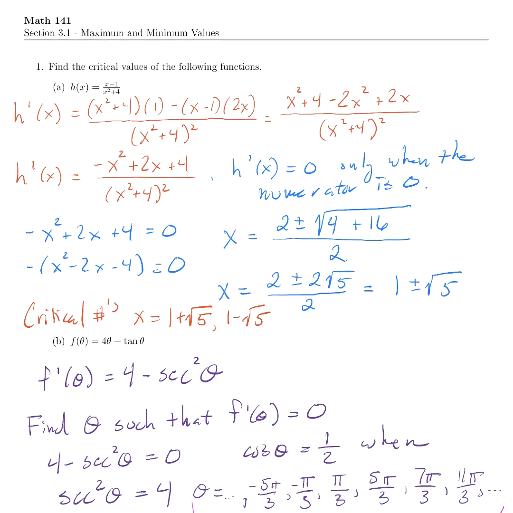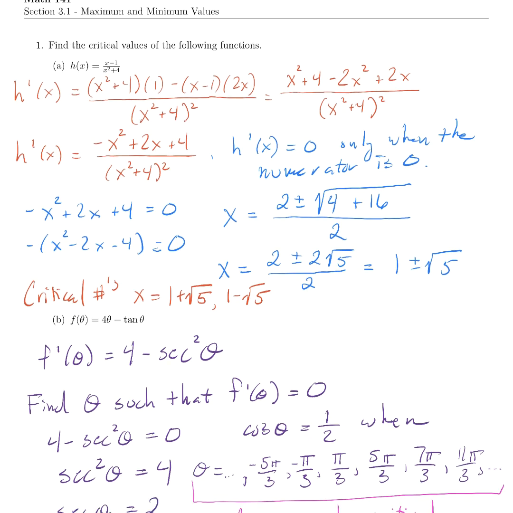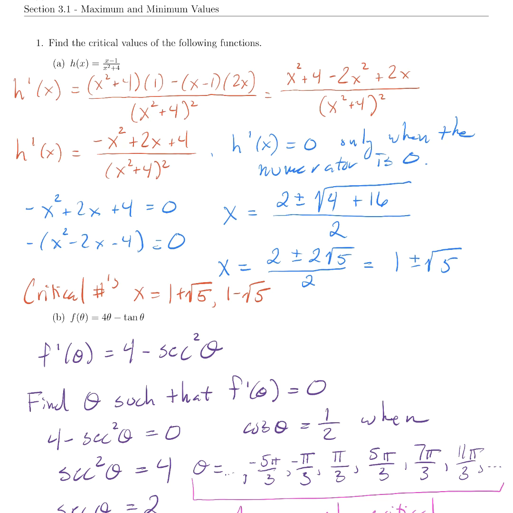So this first function, h of x, is x minus 1 divided by x squared plus 4. So we use the quotient rule to take the derivative. Simplify in the numerator, we get h prime of x is negative x squared plus 2x plus 4 over x squared plus 4 squared. The denominator is always positive here, so we know that this derivative is defined everywhere. So the only time it's going to be equal to 0 is when the numerator is equal to 0.